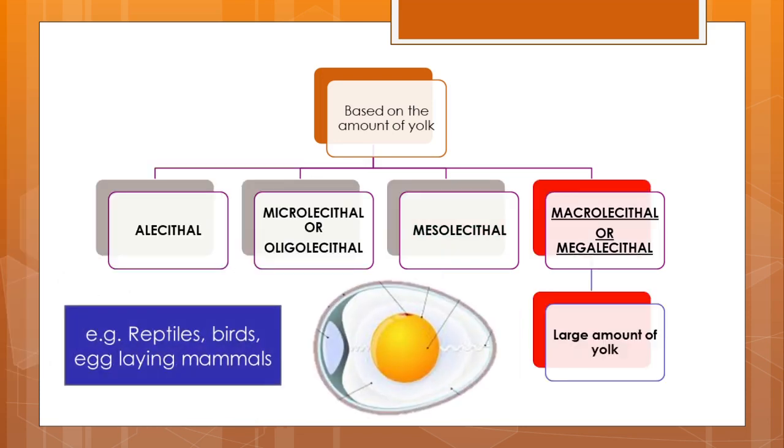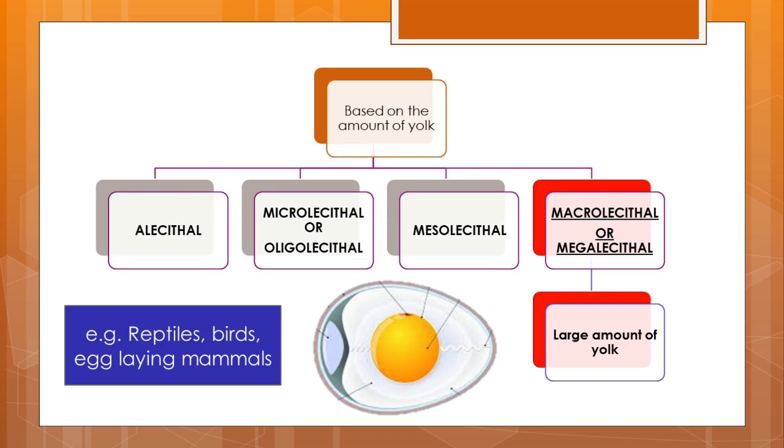Then the last type of egg based on the amount of yolk is macrolecithal or megalecithal egg. When the egg contains a large amount of yolk, it is said to be macrolecithal or megalecithal egg. In such cases, most of the portion of the egg cytoplasm will be accumulated with yolk and there will be only a small amount of yolk-free cytoplasm which contains the nucleus.